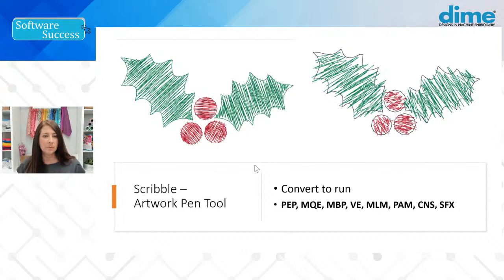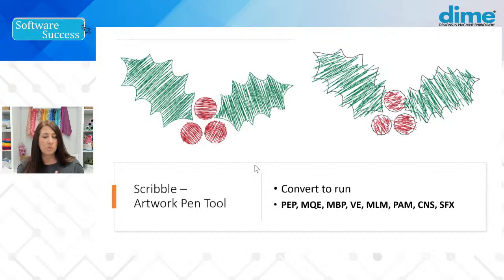You can see the one on the left, I tried to use my kindergarten education and stay within the lines. But on the right, I specifically colored outside the lines, so to speak, to get a different style. All I did here was scribble on the screen with my mouse, and I converted that to a run stitch. And a lot of our software has the ability to do just that.